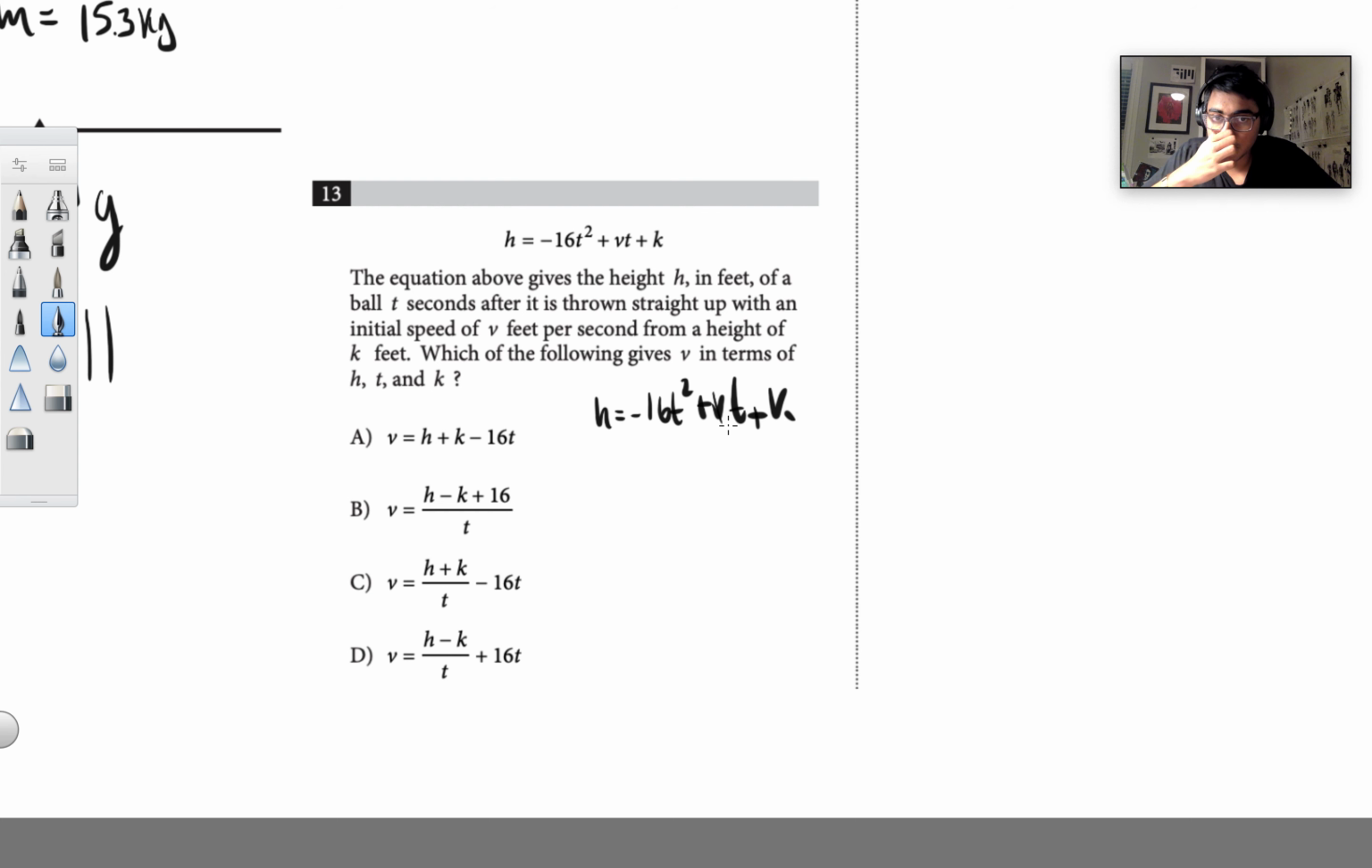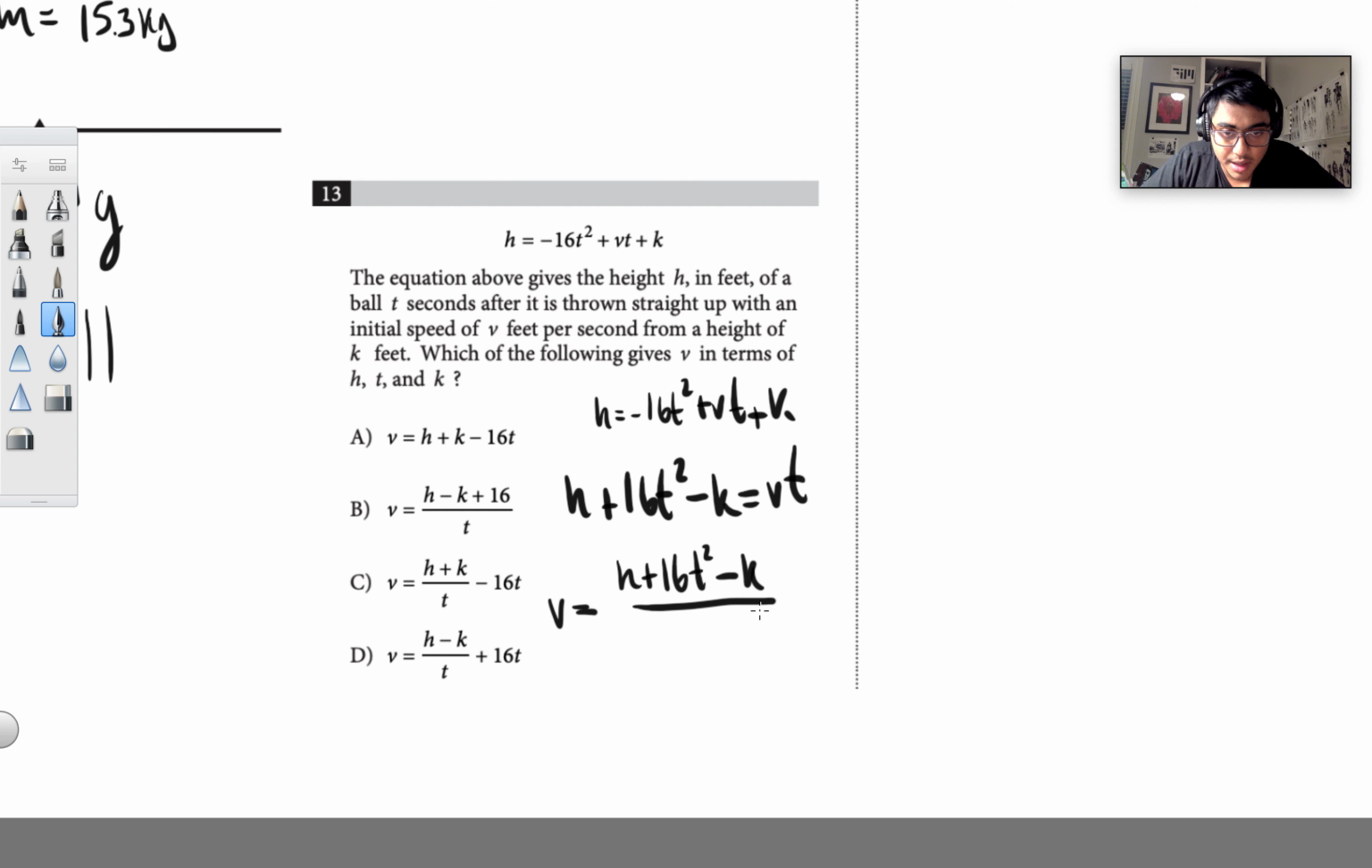So what I do is I always move all the constants that are attached via subtraction or addition to the other side. So h, let's move minus 16t squared to the other side, so plus 16t squared, and then move the k to the other side, so minus k is equal to vt. Now just divide all of that by t. So v is equal to h plus 16t squared minus k divided by t.